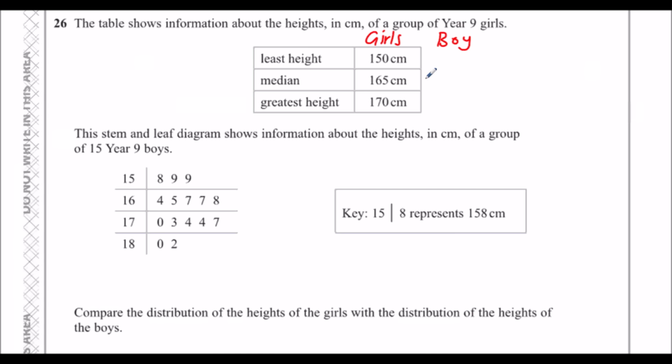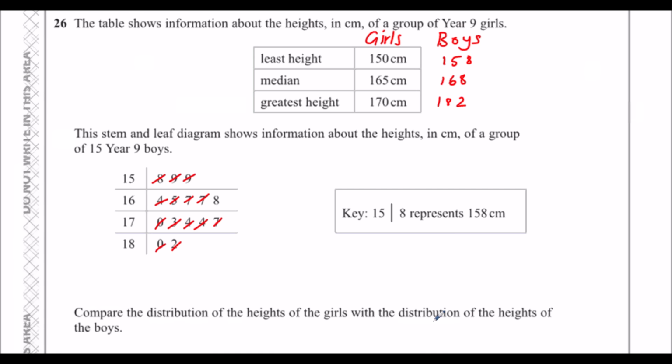For the boys, the lowest is 158. The greatest is 182. And the median, so there's 15. So we're going to cross off 7 from both sides. 1, 2, 3, 4, 5, 6, 7. 1, 2, 3, 4, 5, 6, 7. The median is 168.